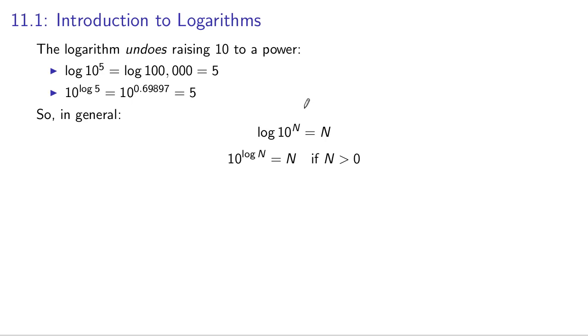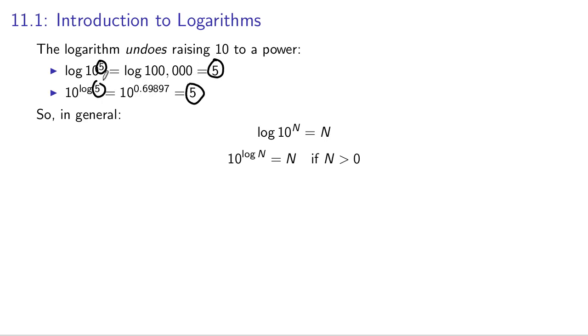So another way of thinking of the logarithm is that the logarithm undoes raising 10 to a power. So if we have log of 10 to the 5th, we can also write this as log of 100,000, which of course is just 5, because that's the power we raised 10 to get that number. What we put in, we get out: 5. If we take 10 to the log of 5, we could find it on our calculator. We could take 10 to the power on our calculator. We'd find that that is 5.